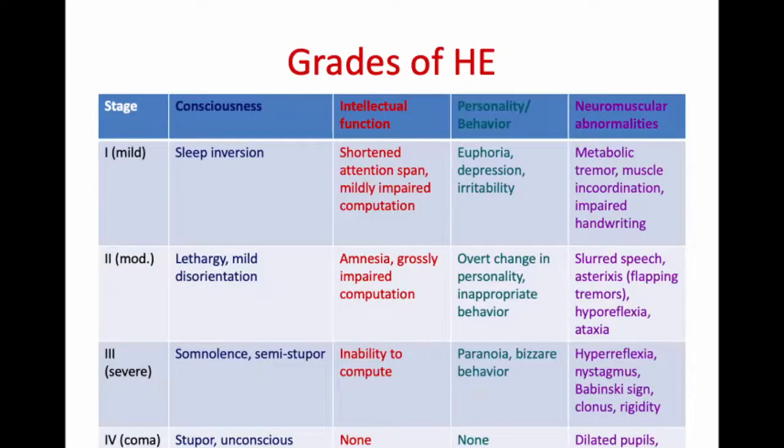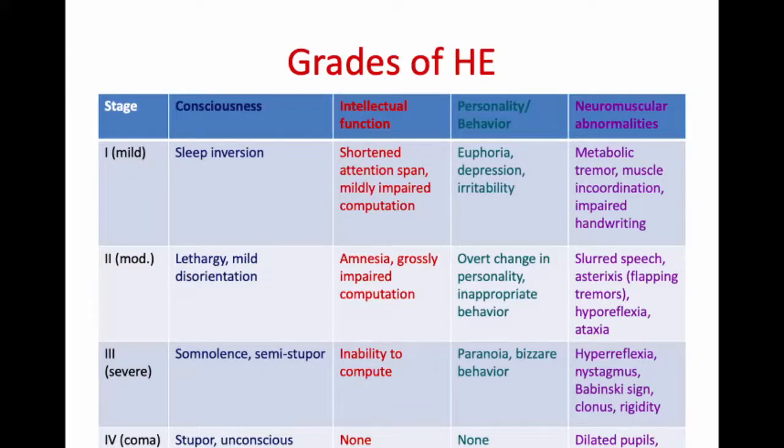Now there are grades of hepatic encephalopathy, grades 1 to 4. So 1 is mild, 2 is moderate, 3 is severe, and 4 is coma. And this staging is done looking at 4 parameters. First is level of consciousness. Second is intellectual function. Third is personality and behavior. And fourth is neuromuscular abnormalities.